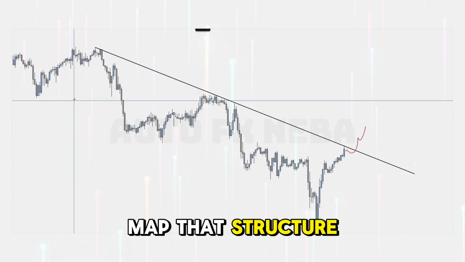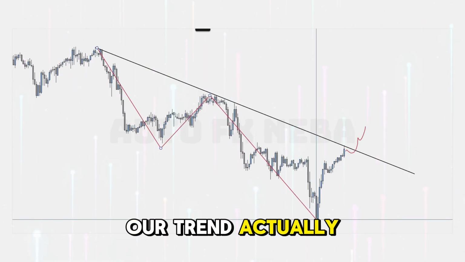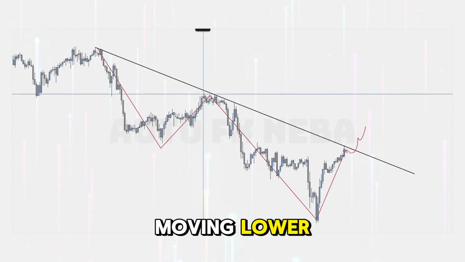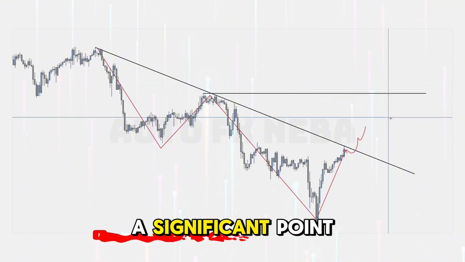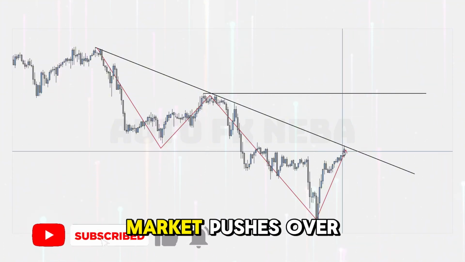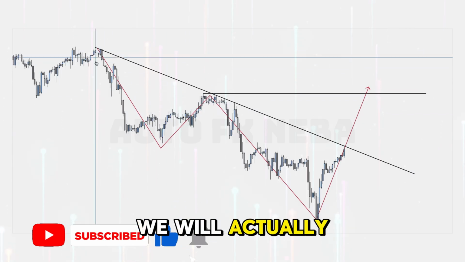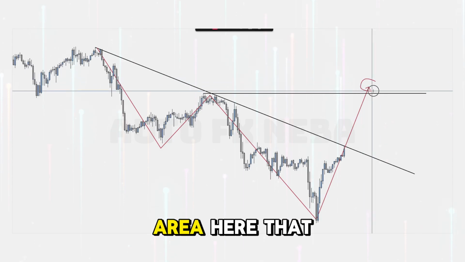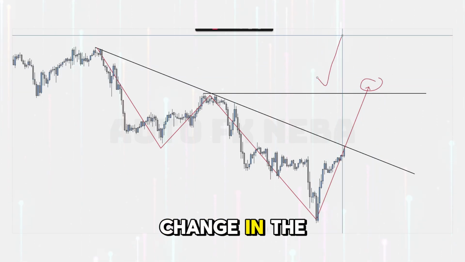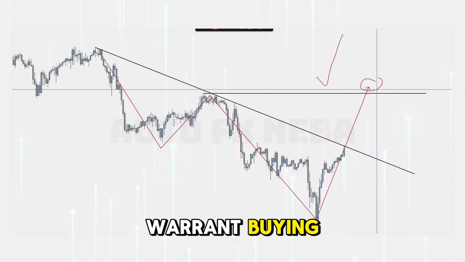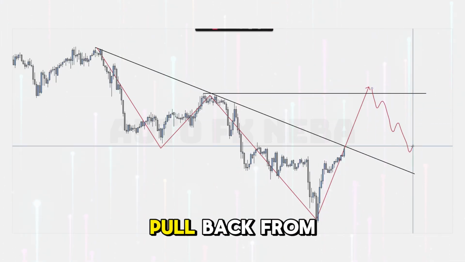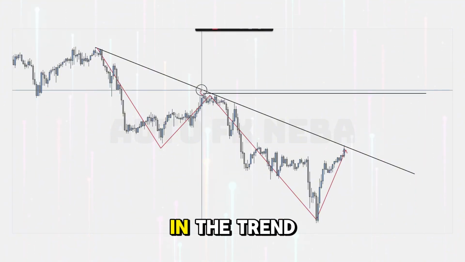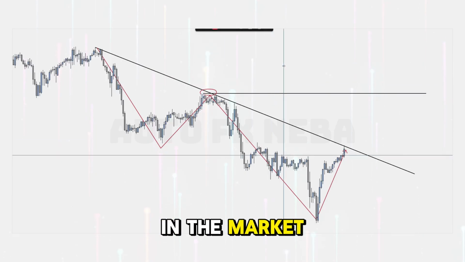So if we map that structure on with a line here, our trend actually looks like this right now. It is a downtrend. The market is moving lower. This high is going to be a significant point to consider, because if the market pushes over that high, we will actually see a change in the high-low structure of this market. So it's this area here that would validate a change in the trend. And that would mean it would warrant buying. Meaning if the market was to pull back from that level, then we could look to buy, because that would confirm a change in the trend structure and a change in the market direction.